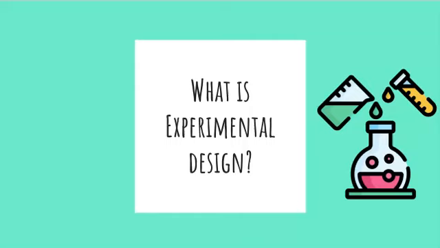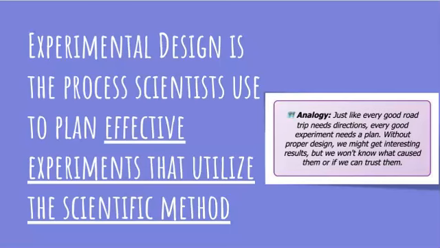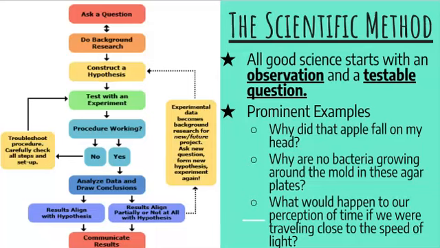All right, so what is experimental design? So let's start with our basic definition. So experimental design is the process scientists use to plan effective experiments that utilize the scientific method. And we'll get into the scientific method, but think of experimental design like planning a road trip, right? You won't just start driving randomly hoping to reach your destination. You're going to want to plan something, all right?